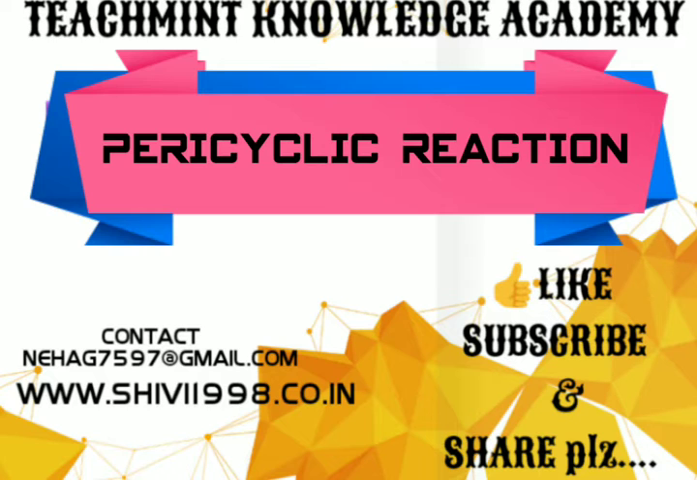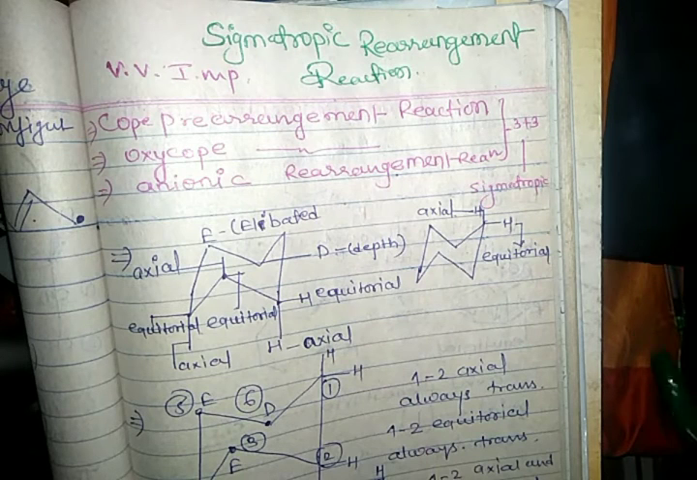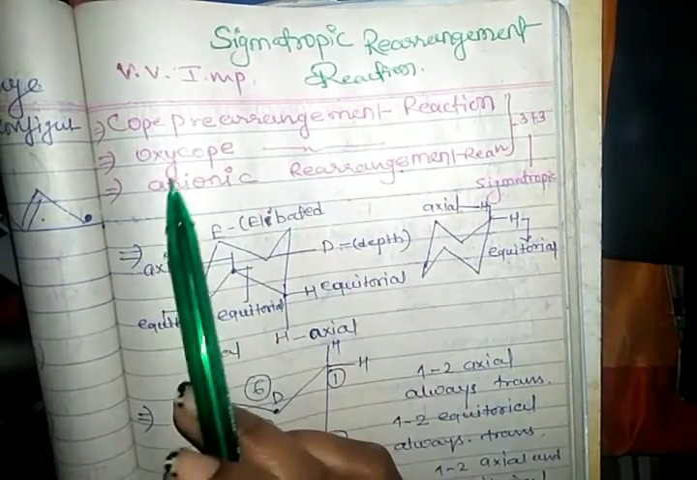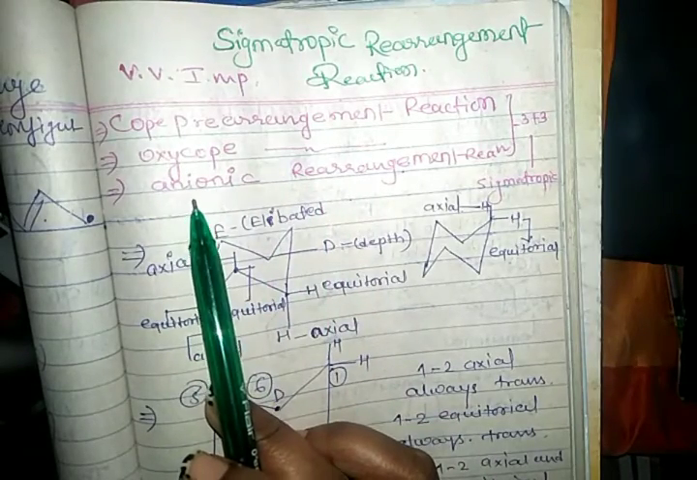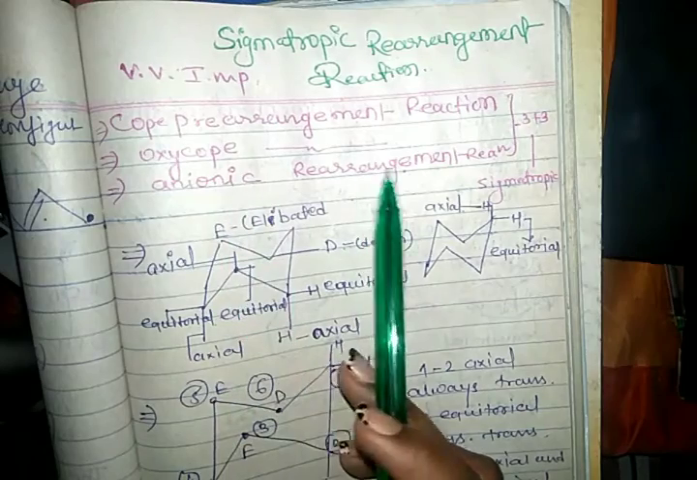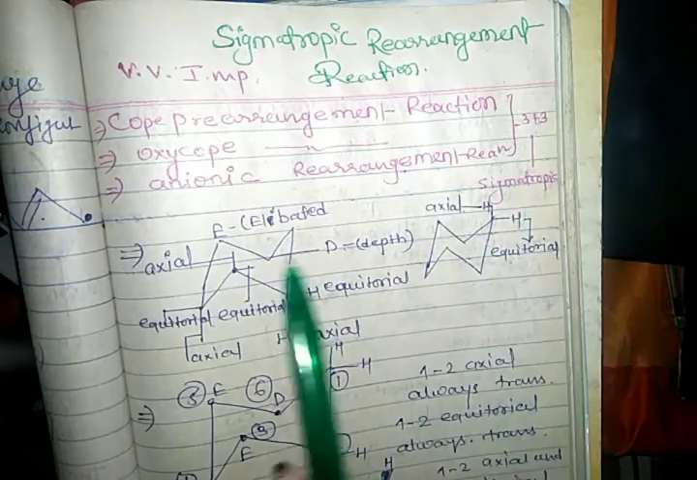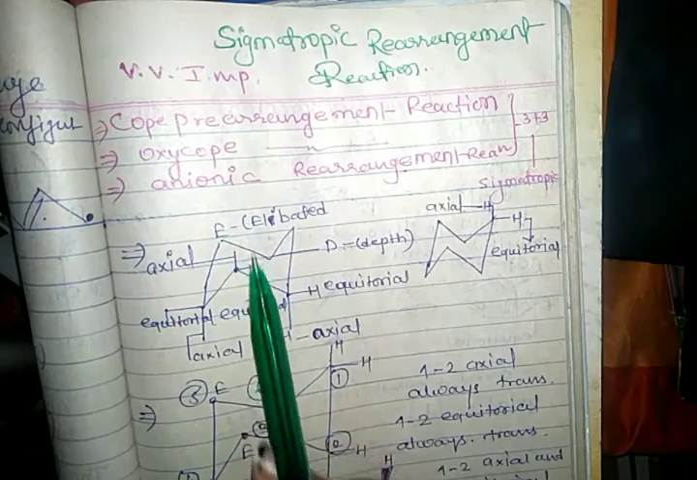Previously we discussed sigmatropic rearrangement reactions. Here we see some sigmatropic rearrangement reactions and their types. There are three types of sigmatropic rearrangement reaction. First one is Cope rearrangement reaction, second one is oxy-Cope rearrangement reaction, and third one is anionic oxy-Cope rearrangement reaction. All three are 3 plus 3 sigmatropic rearrangement reactions. This is a very important reaction.